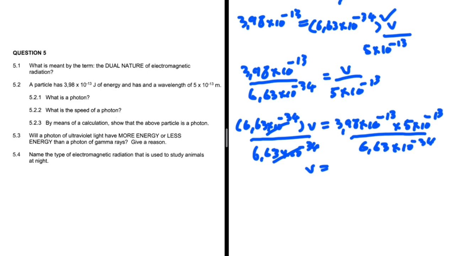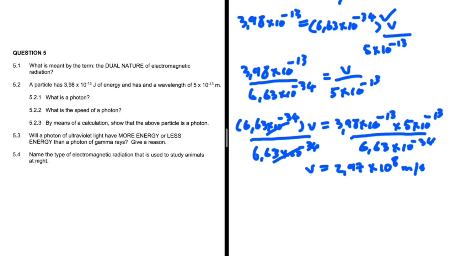So I have 3.98 times 10 to the minus 13 multiplied by 5 times 10 to the minus 13 divided by 6.63 times 10 to the minus 34. I'm actually getting 2.97 times 10 to the power 8 meters per second. If we round it off to the nearest whole number, we would have 3 times 10 to the power 8 meters per second. But I think we can just leave it like that.